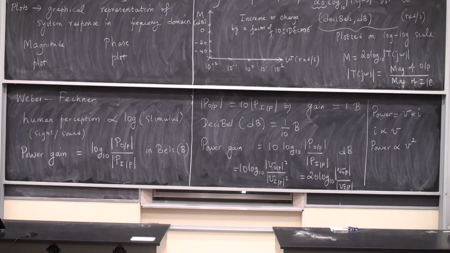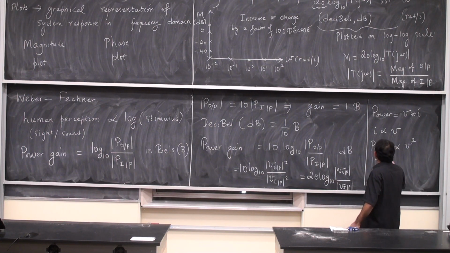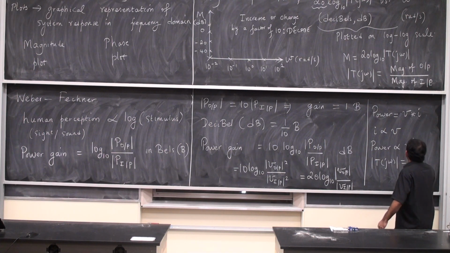Okay, this is the situation, and so this is why we are using 20 log of that quantity, and you obviously know that T of j omega is magnitude of the output.